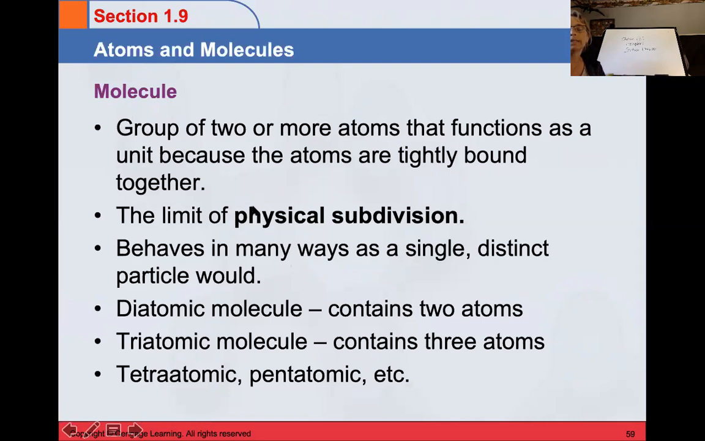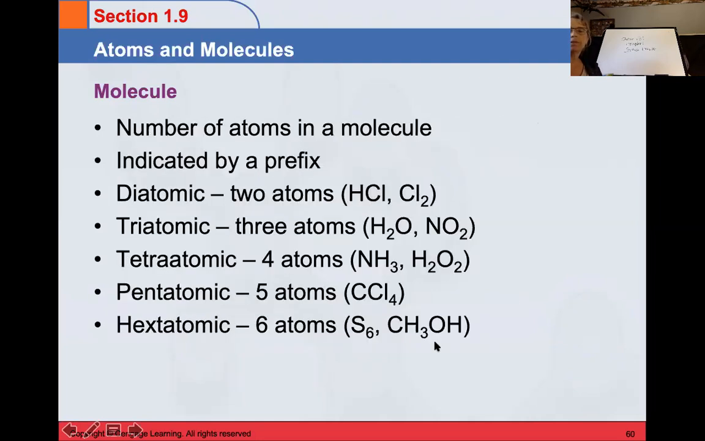A water molecule is an example of a molecule where you have 2 hydrogens and an oxygen stuck together, and it functions as a single unit. You can have diatomic molecules that have 2 atoms, triatomic that contain 3, and so on. Here are some examples of different molecules where we have atoms stuck together that function as a unit, where we have a hydrogen and a chlorine put together, or you can have 2 of the same atoms stuck together to function as a unit. So these are both diatomic molecules.